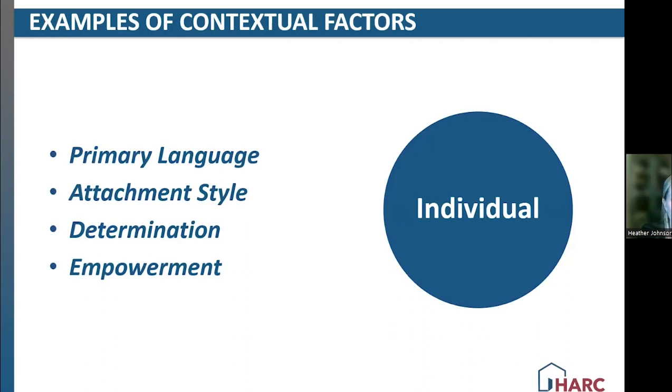Finally, individual contextual factors include experiences, situations, and characteristics of a family or individual participating in an intervention. A few examples of individual contextual factors include primary language, attachment style, determination, and empowerment.